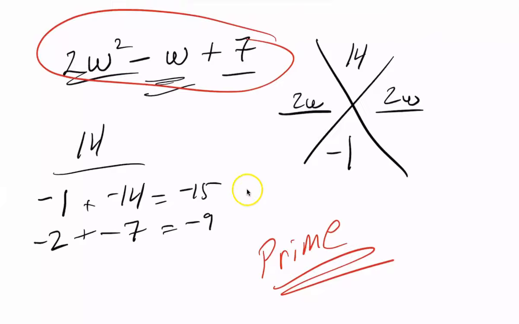So if you can't find the combination, just like before, it's prime. You can't factor it. Anyway, that's the lesson.